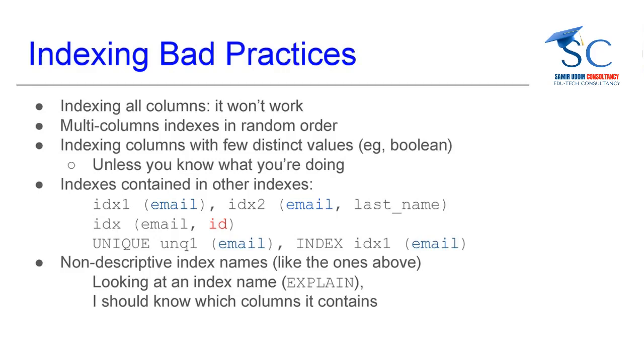And of course, if you have, for example, a unique index on email, you don't have to add another index on email. The unique index works as a regular index, and there is absolutely no need to duplicate it. Also, you don't want to use non-descriptive index names like, I don't know, ABC, because when I look at the result of an explain command, I should be able to understand which indexes are used, and from an index name, I should be able to understand which columns it contains. It saves a lot of time.